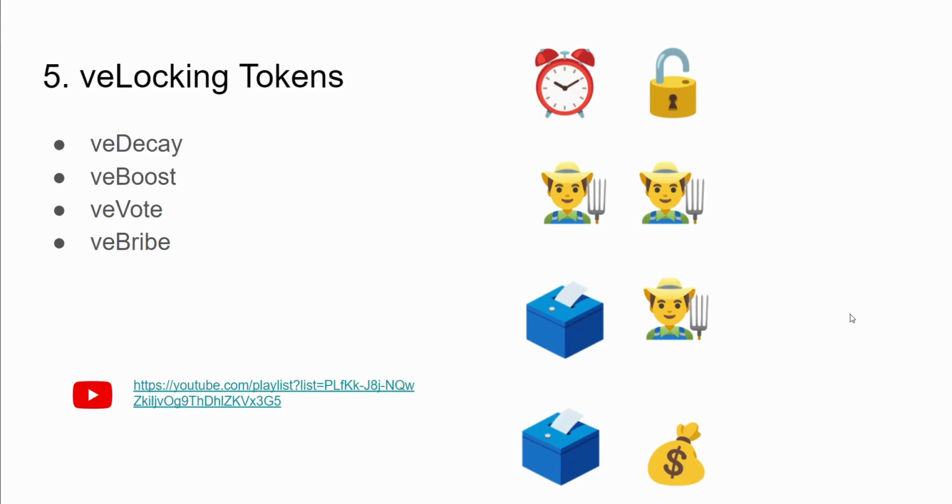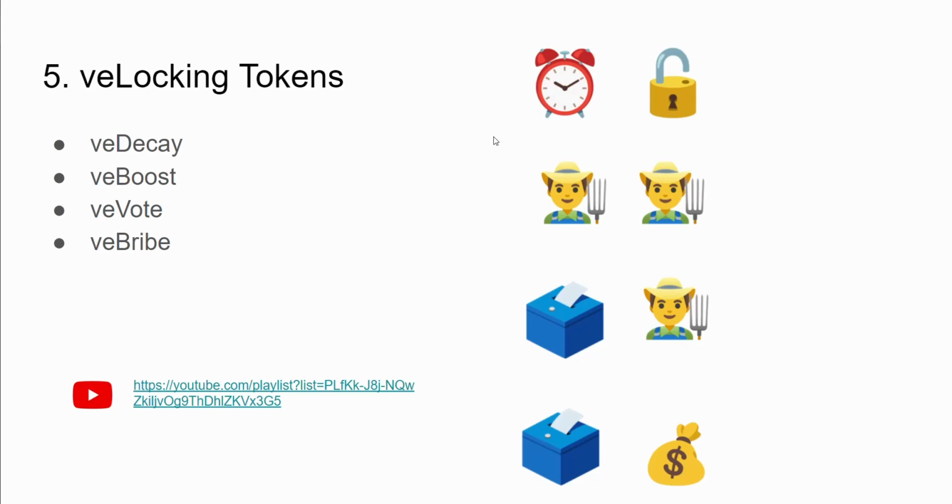Okay, the next concept in DeFi that you need to understand is what we call veLocking tokens. Vote escrow locked tokens, okay? The first protocol to do this was Curve Finance, but now it's pretty rampant everywhere. And there are also improvements and iterations on this, okay? But the main thing you need to understand about veLocking tokens are these four aspects of them, okay?